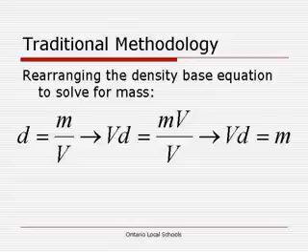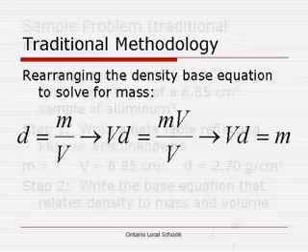In this case, because we're solving for mass, we want to get it by itself on its side of the equation. So we're going to multiply both sides of the equation by volume. So we get volume times density on one side is equal to mass times volume divided by volume on the other side. The two volumes on the mass side would then cancel out, and we're left with the working equation of volume times density is equal to mass.